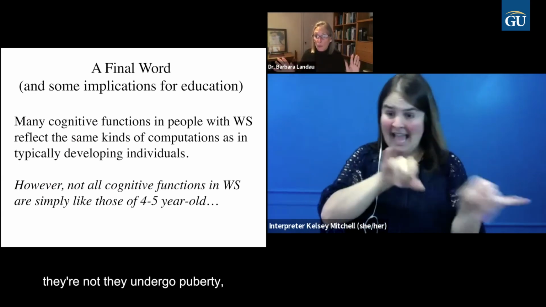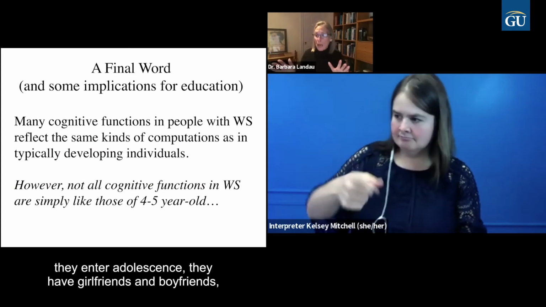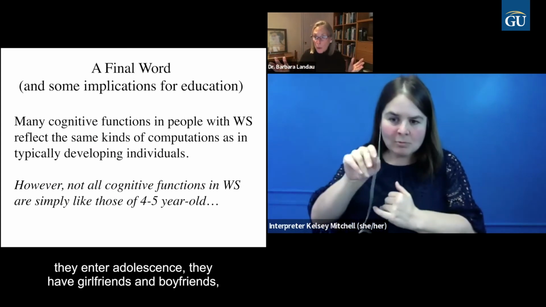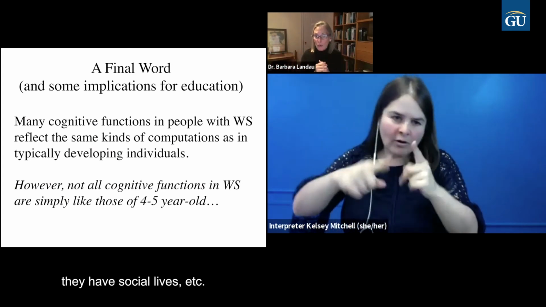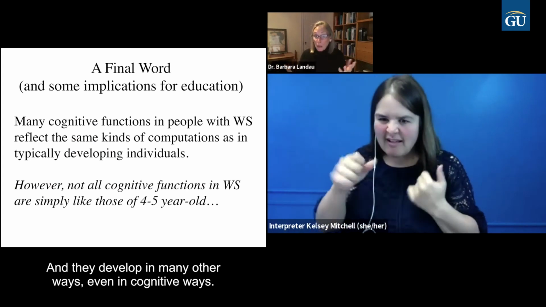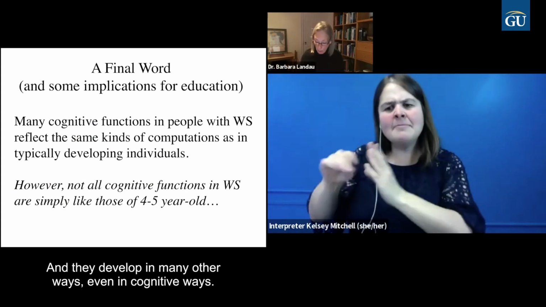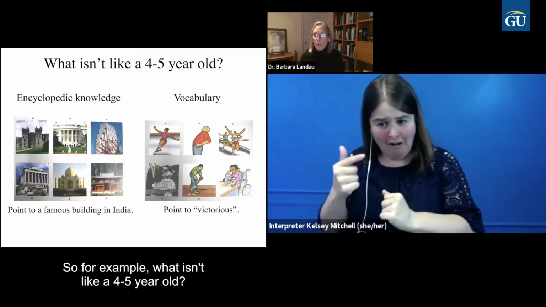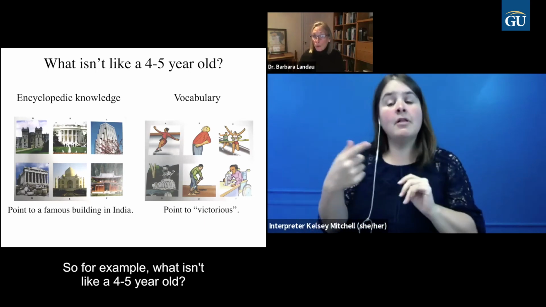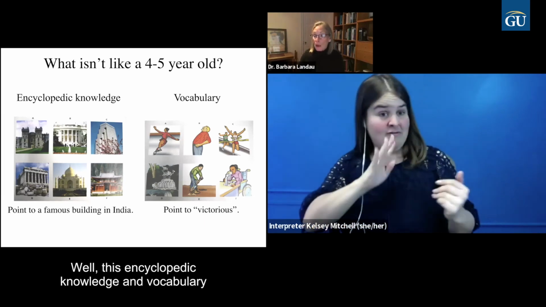They're not. They undergo puberty. They enter adolescence. They have girlfriends and boyfriends. They have social lives, etc. And they develop in many other ways, even in cognitive ways. So for example, what isn't like a 4 or 5 year old? Well, this encyclopedic knowledge and vocabulary.